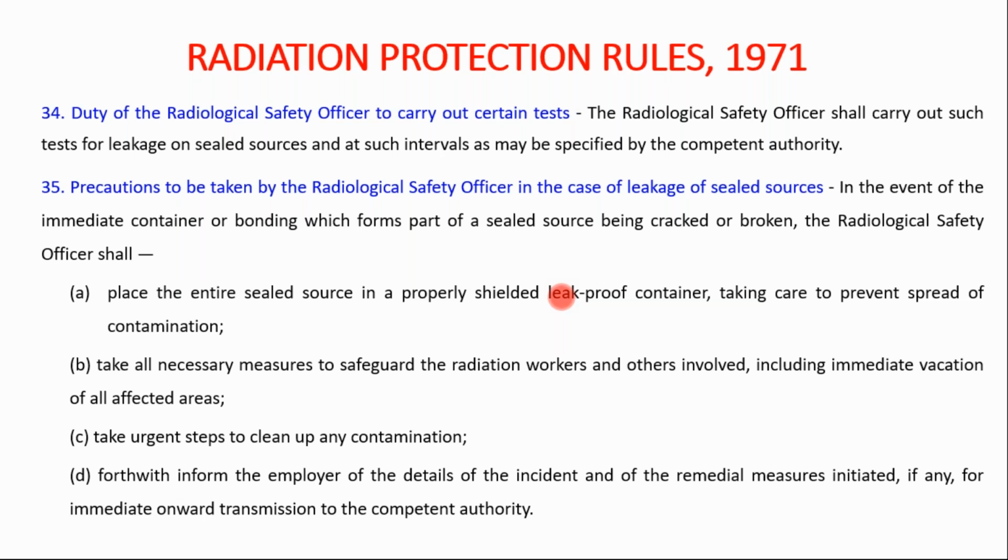Then rule number 36 is related to the loss of radioactive material. So if any radioactive material is found missing, the employer shall make immediate efforts to trace it. The competent authority shall be informed immediately about this loss. So whatever the loss of this radioactive material is, that quantity, that type of source, what is the chemical name, etc., all should be communicated to the employer.